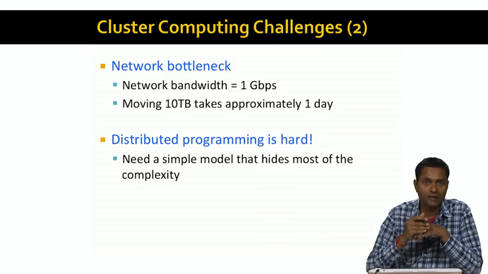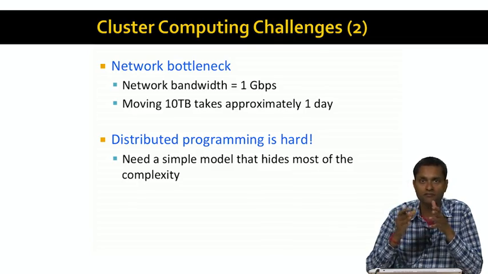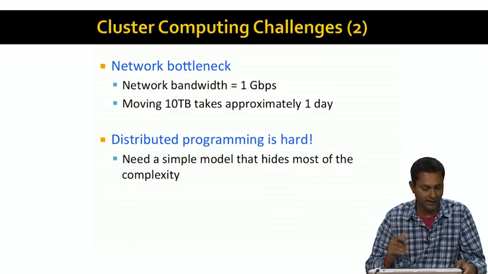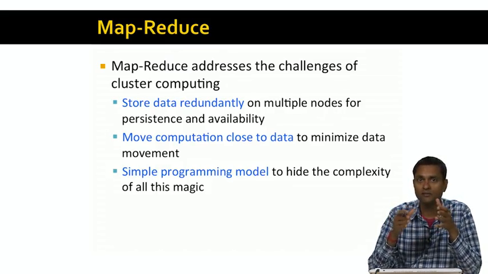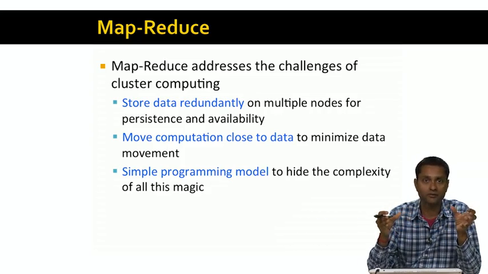So we looked at 3 problems that we face when we're dealing with cluster computing, and MapReduce addresses all 3 of these challenges. Right? First of all, the first problem that we saw was one of persistence and availability if nodes can fail. The MapReduce model addresses this problem by storing data redundantly on multiple nodes. The same data is stored on multiple nodes so that even if you lose one of those nodes, the data is still available on another node.